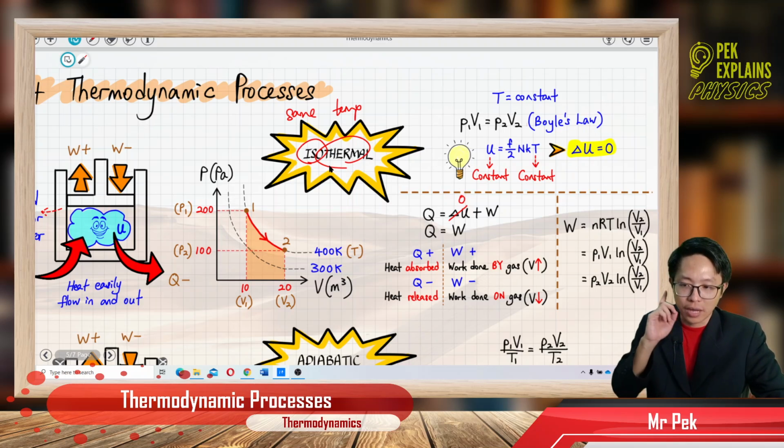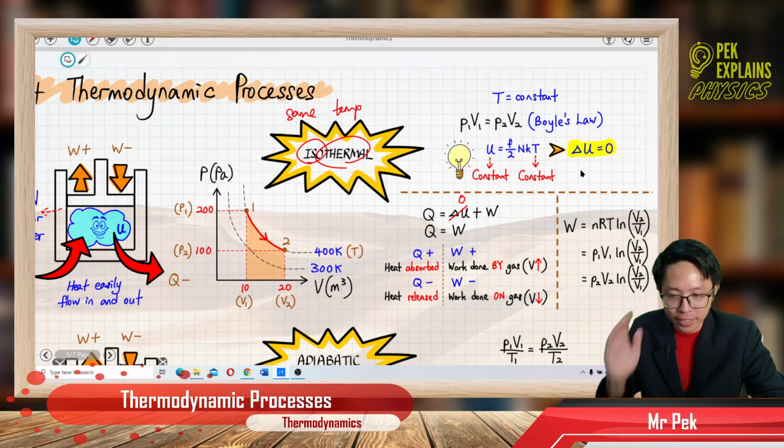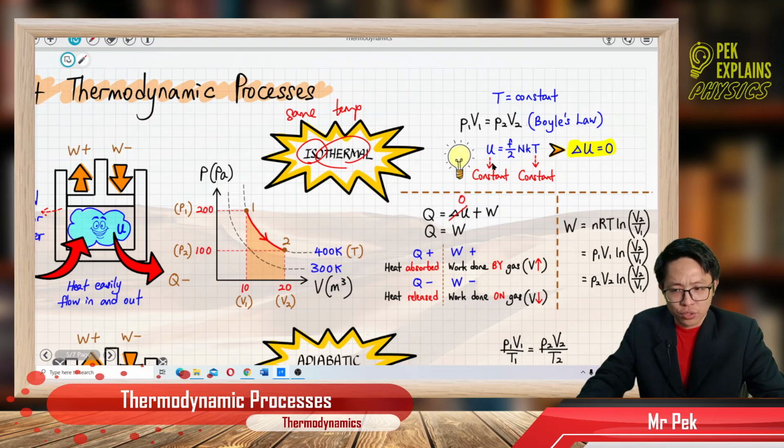So isothermal process, very important. The most important concept in isothermal is delta U equal to 0, and we can bring that to our first law of thermodynamics equation. Why is delta U 0? Because internal energy is constant. Why is internal energy constant? Because temperature is constant. Okay, delta U equal to 0.